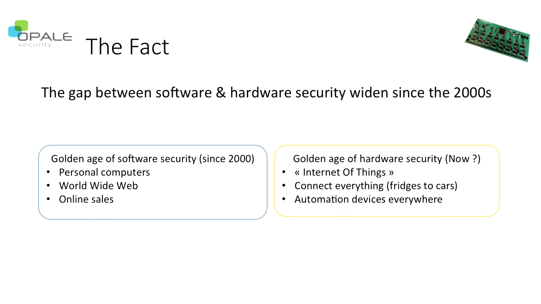Okay, so the Hardsploit project is based on a simple fact, which is the following. The gap between hardware and software security widened since the 2000s. I think we can't really argue with that, because we read and hear a lot more about software being broken and fixed every day rather than hardware itself. And we think that it's mainly because hardware is a way to get access to the software.